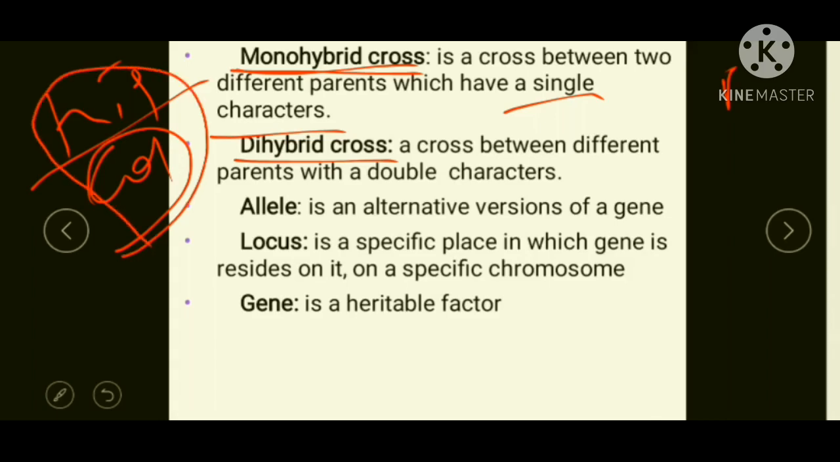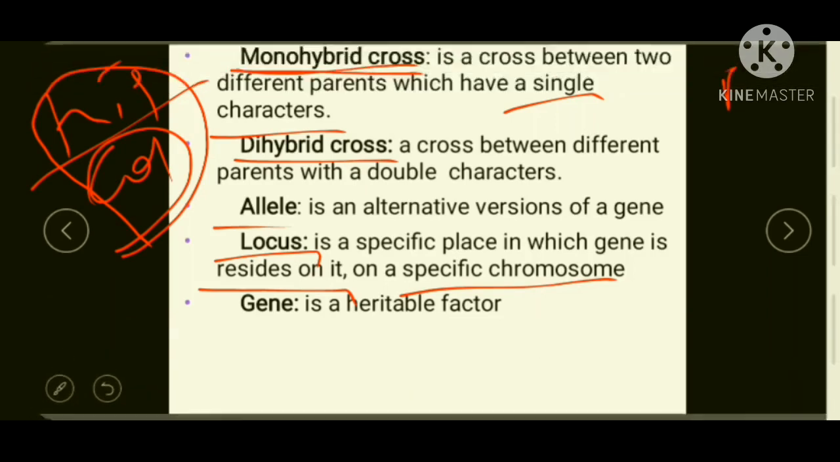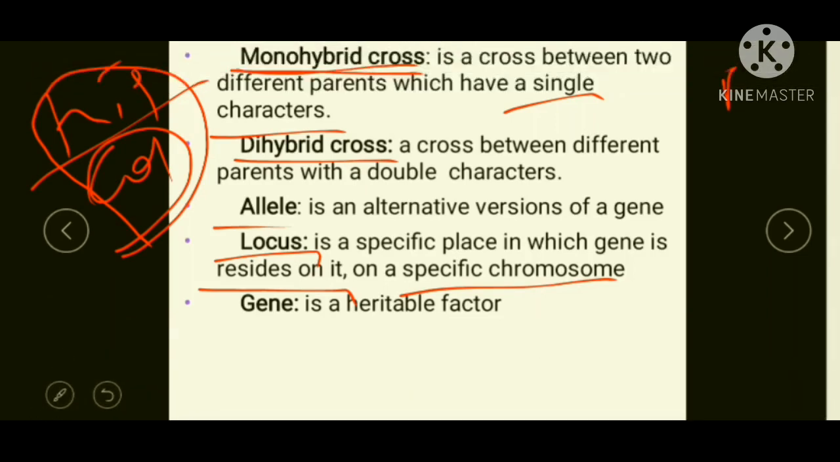The other important thing is allele and locus. An allele is an alternative version of a gene, and the locus is a specific place in which a gene resides on a specific chromosome. A place in which an allele resides on a specific chromosome is known as a locus, and an allele is an alternative version of a gene. But a gene is also a heritable factor of an organism.